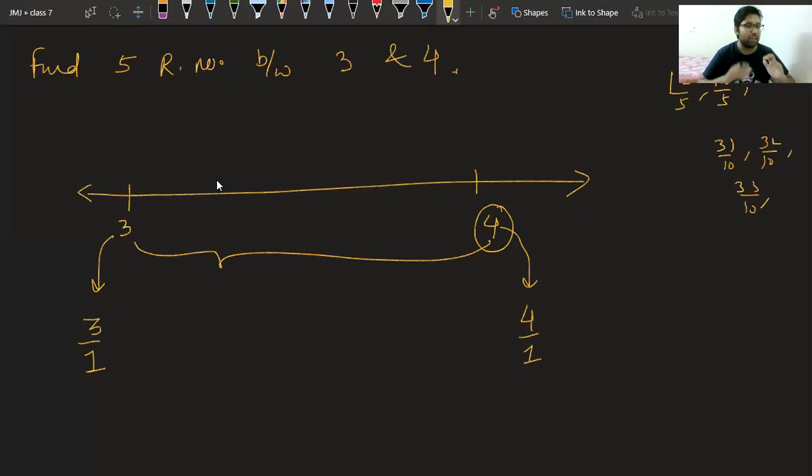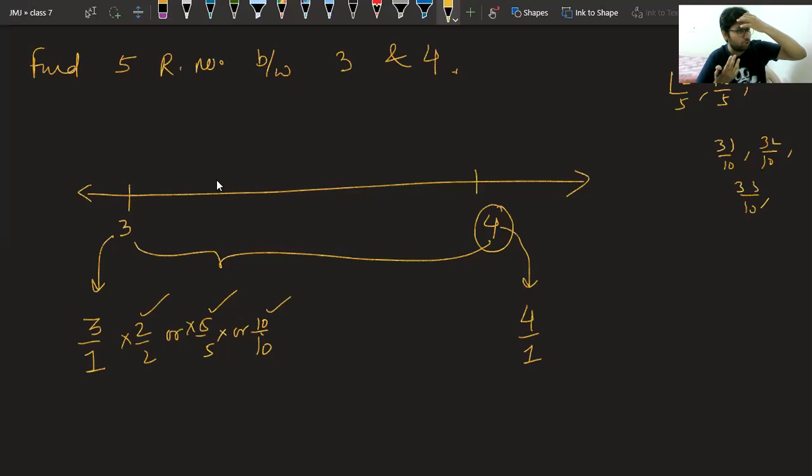Now class, the concept is of equivalent fraction. I can multiply with 2 by 2 or 5 by 5 or 10 by 10. Tell me which one is better. Rishi is saying multiply with 5. But Rishi, tell me what is the easiest one to find the equivalent fraction. Yes, the easiest one is 10 by 10.